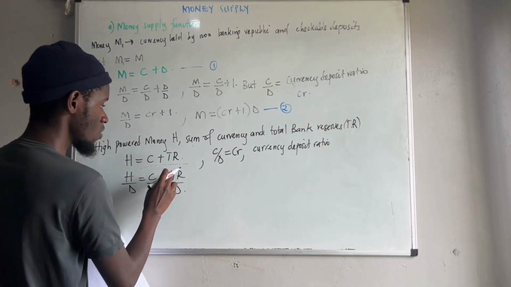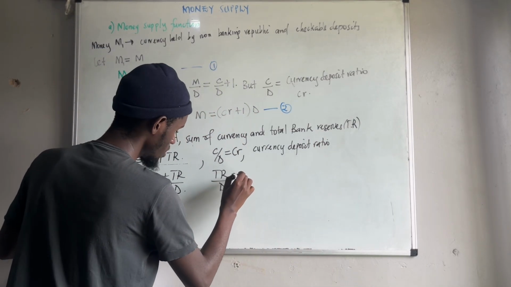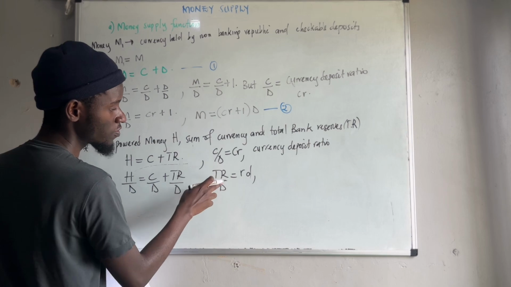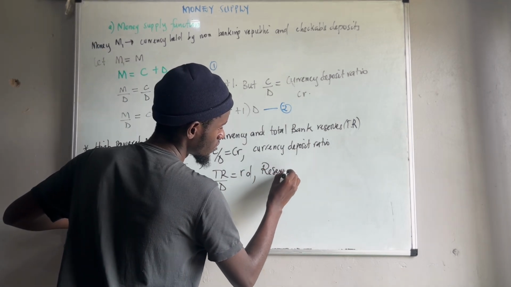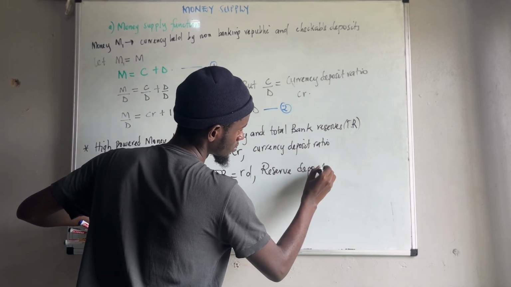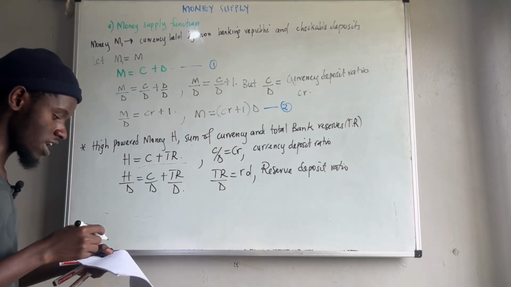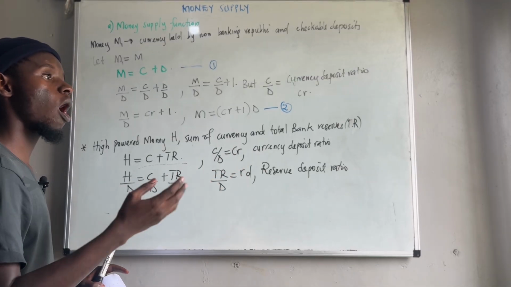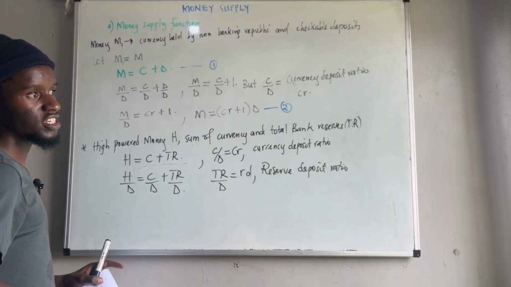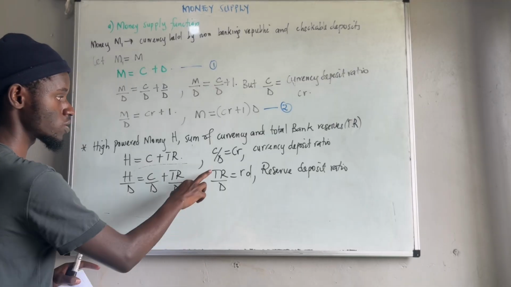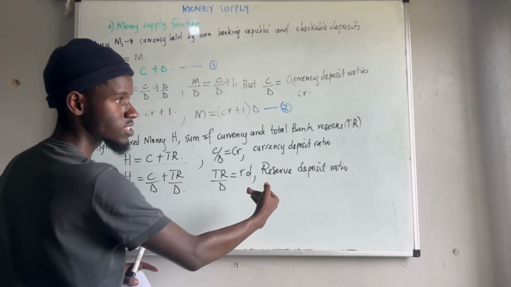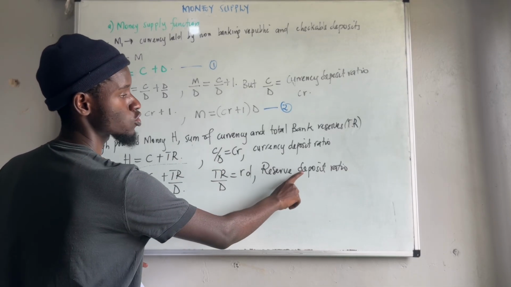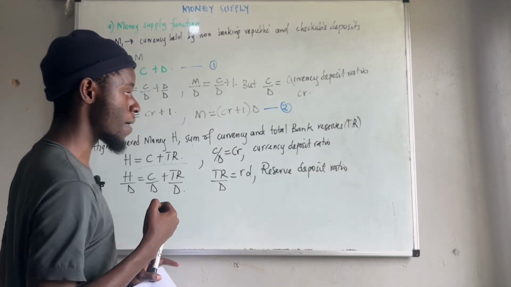And then likewise, it is now TR over D. Let's call it RD, meaning reserve deposit ratio. Like from here now, we said that C over D is CR, the currency deposit ratio. Think about how much money people have in cash with respect to what they keep in the bank. Now RD means reserve deposit ratio. It means how much reserves banks have with respect to what customers deposit in the bank. That's what we're talking about.